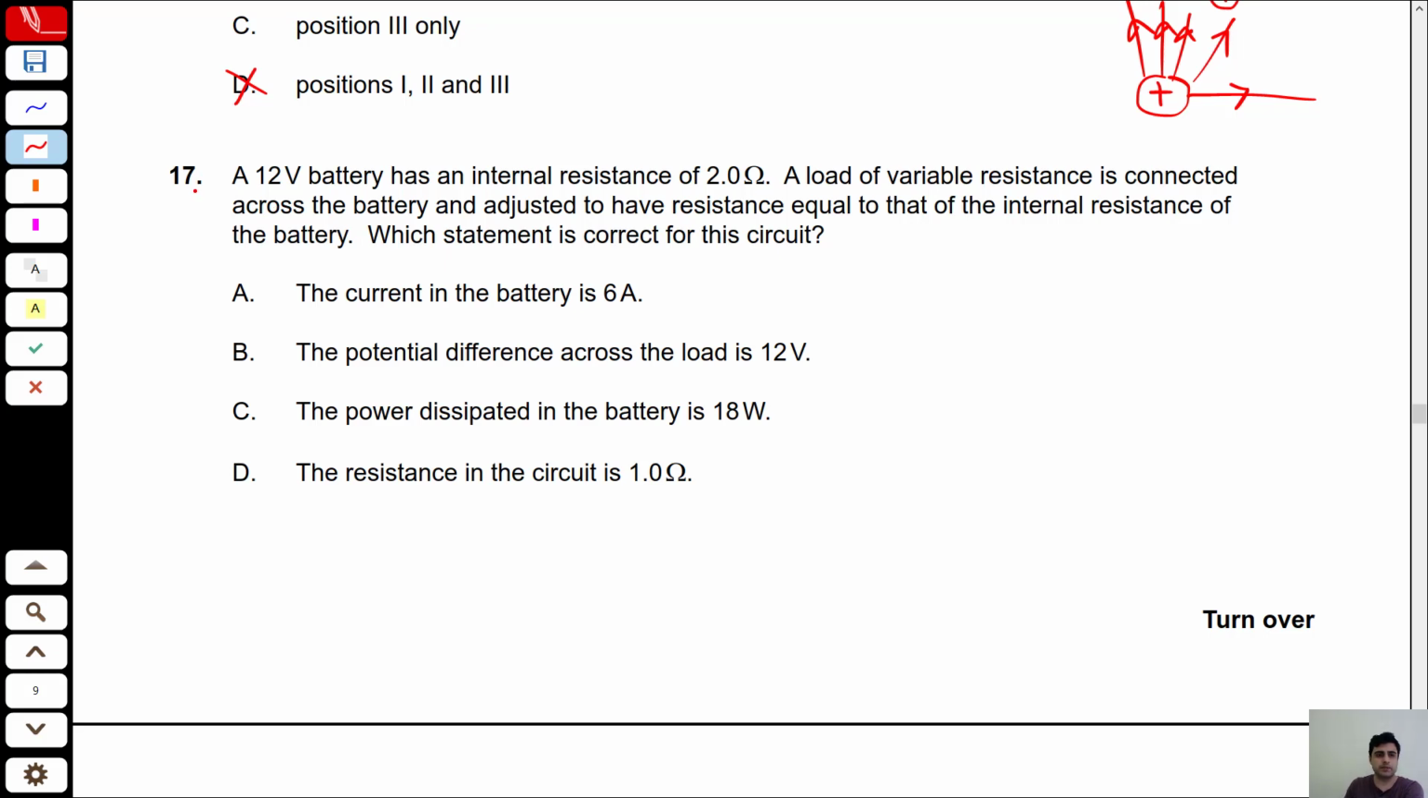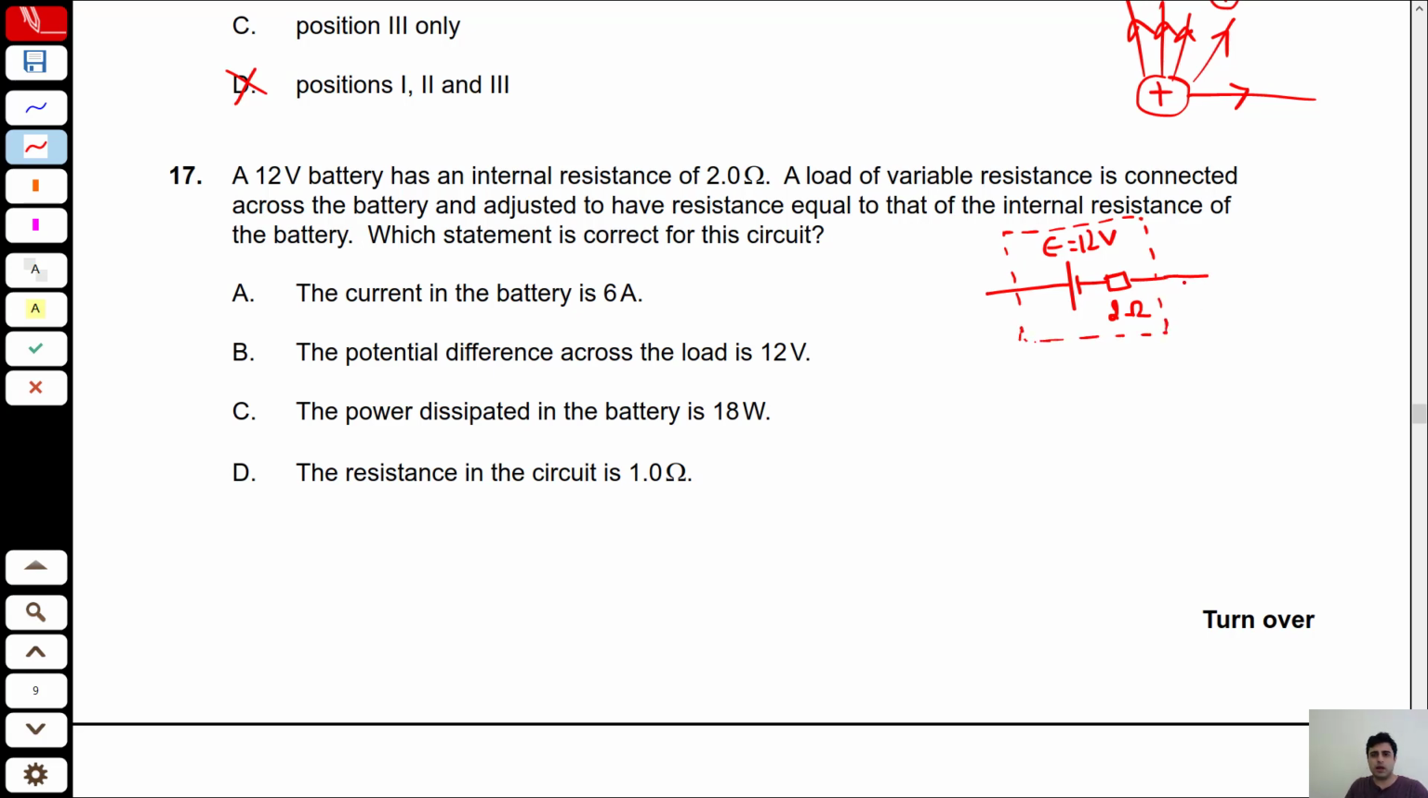Question number 17. A 12-volt battery has an internal resistance of 2 ohm. So let's draw a battery. This is a battery here, and it has an internal resistance of 2 ohm. And the EMF of the battery is 12 volt. I guess this is a battery with internal resistance.